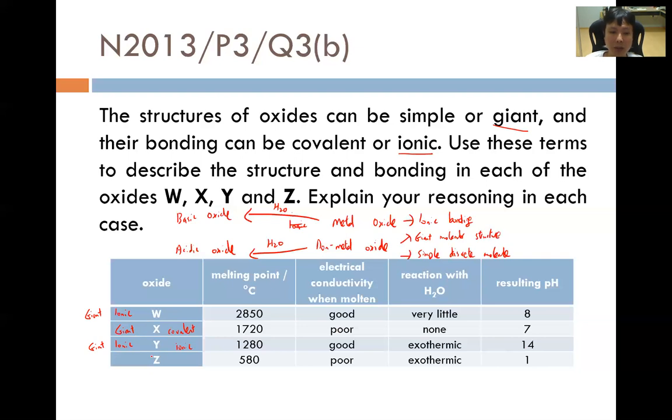Okay, for the last one, Z, the melting point is significantly lower than the rest of the three. The electrical conductivity when molten is poor, so this is pointing towards a simple discrete molecule. And moreover, when you throw it into water, you form an acidic solution. So all this is showing that it's a simple discrete molecule and that the type of bonding is covalent. Okay, so that's the answer for this past year A-level question.